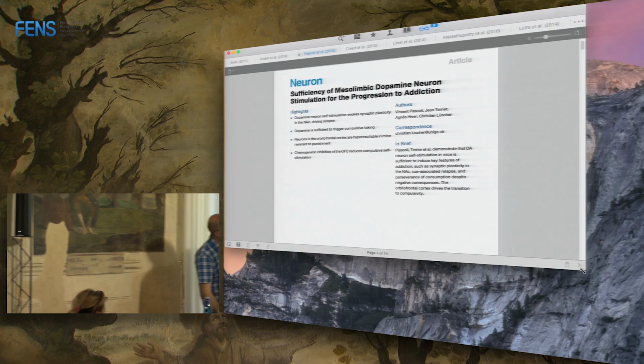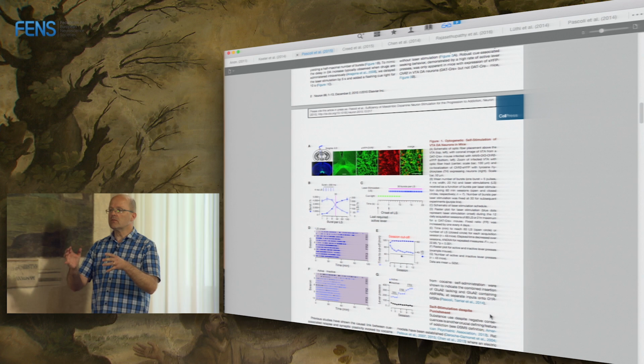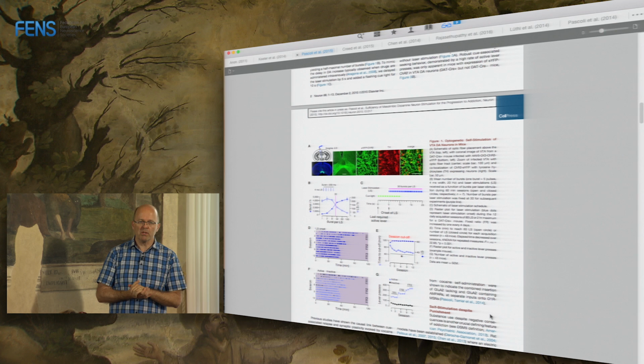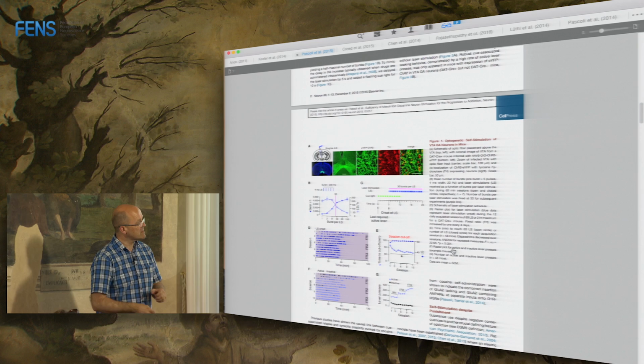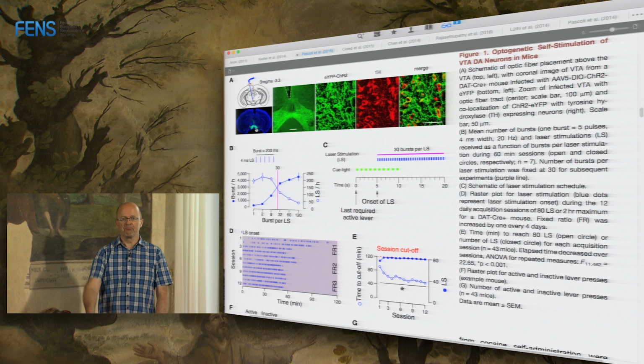Okay, so we used initially the mouse that I already talked about, which is this mouse where channelrhodopsin is selectively expressed in the VTA dopamine neurons and not in the nigra neurons. So that added selectivity, we can obtain by having very specific injections, and that is shown here in the first figure. So this here is where we injected the channelrhodopsin. And then, who would like to comment on the first figure?